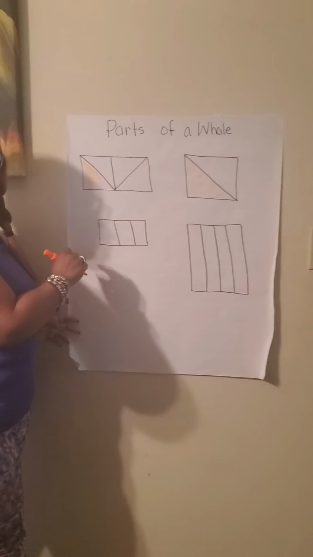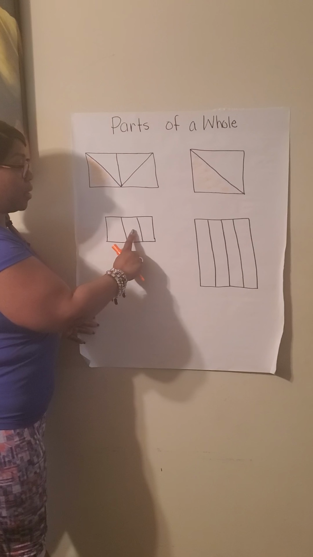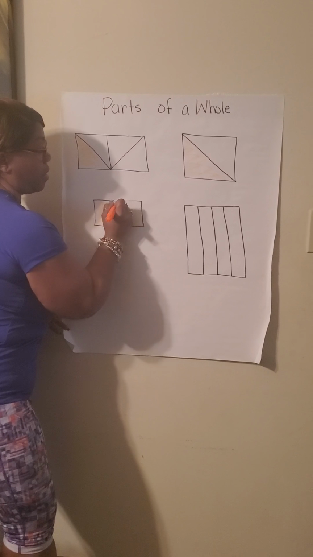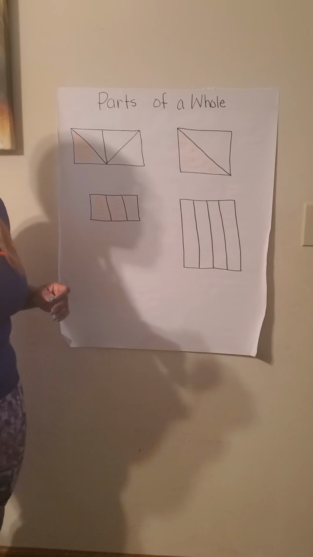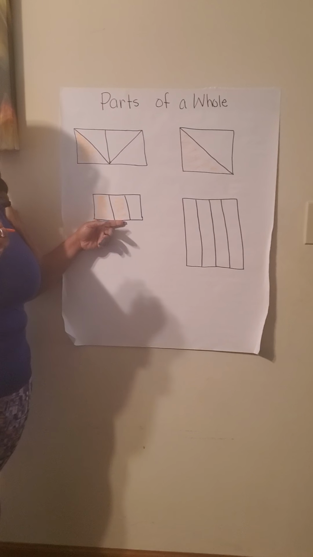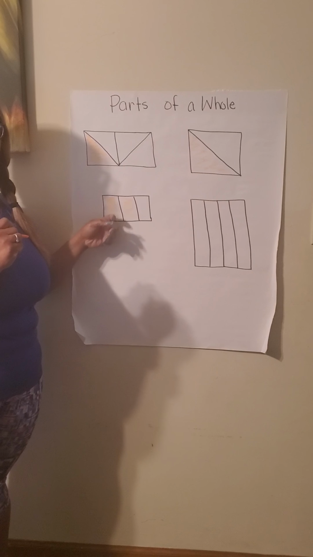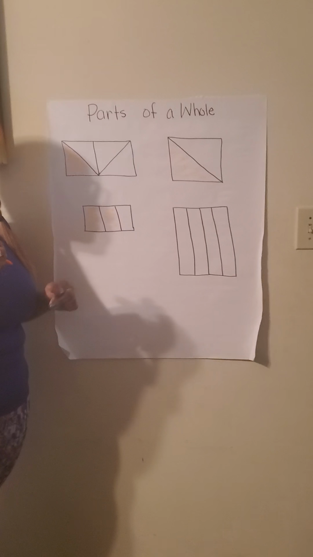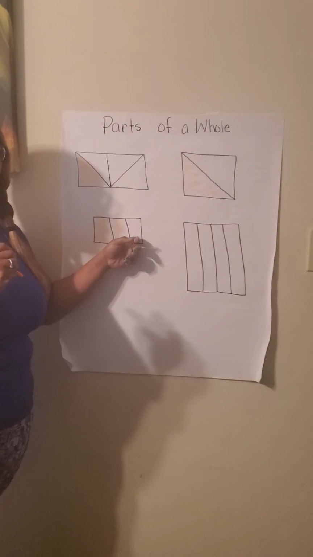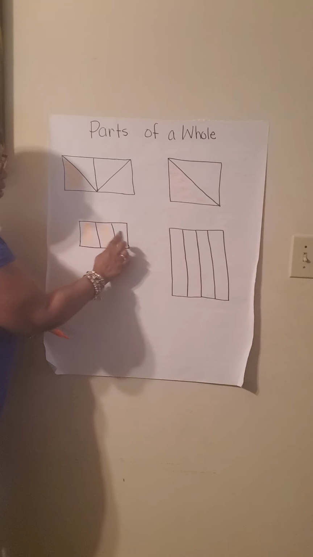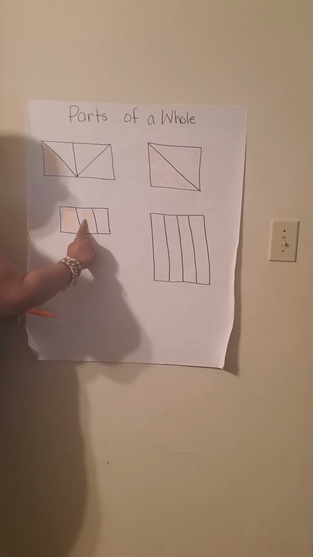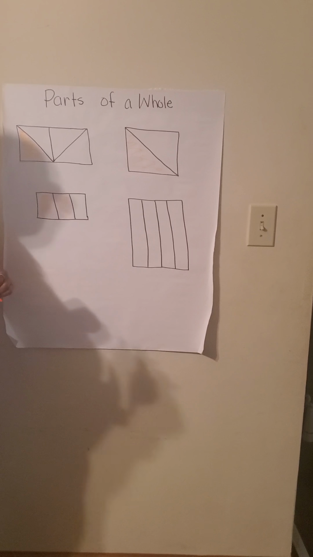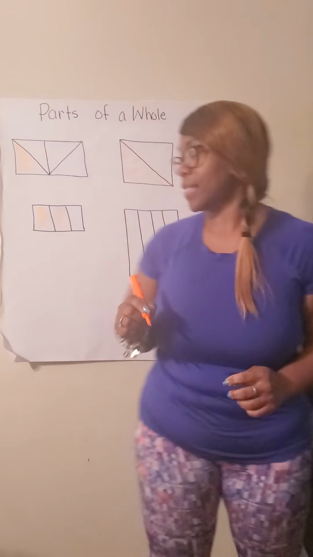How many sections do we see? 3. 1, 2, 3. I'm going to shade in 2 of them. How would we say this? How many sections are shaded in? 2. So 2 out of the 3 sections are shaded in. Or we could say 2/3. They're still part of this whole, but 2 of them are shaded in, and 1/3 is not shaded in. Okay? And let's go to this last one.